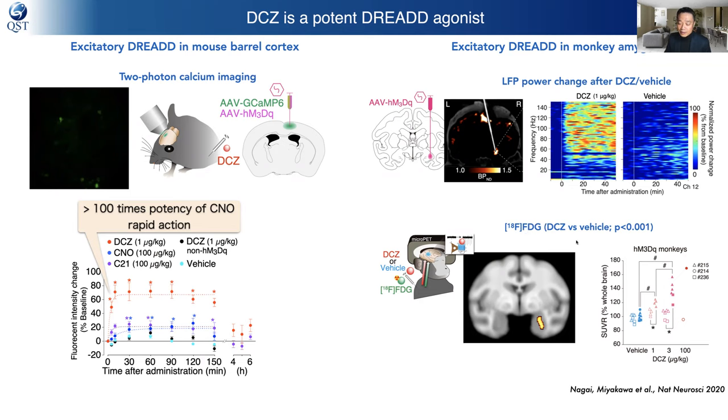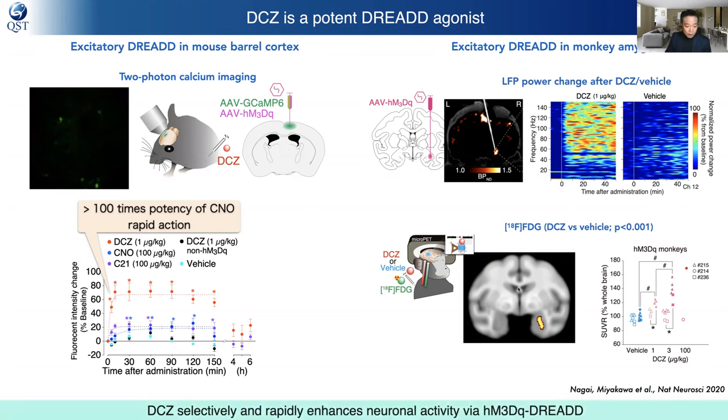And similar quick and selective activation was observed using the FDG PET metabolic change, specifically observed in the DREADD expression area of the amygdala in a dose-dependent manner. So collectively, these results suggest DCZ selectively and rapidly enhances neural activity via excitatory DREADD.